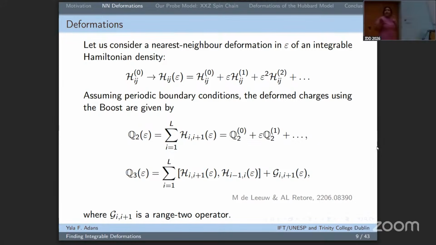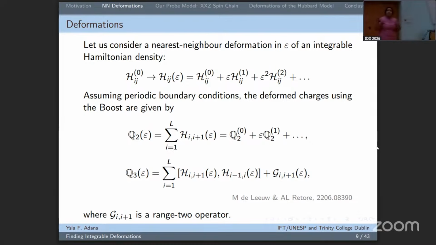And the idea is quite simple. You're just going to take some Hamiltonian that you know is integrable, and you promote this Hamiltonian to a new one that is deformed in these epsilon parameters by adding this piece here, which is a completely random matrix, and try to determine which things you have to put here in order to keep this integrable.